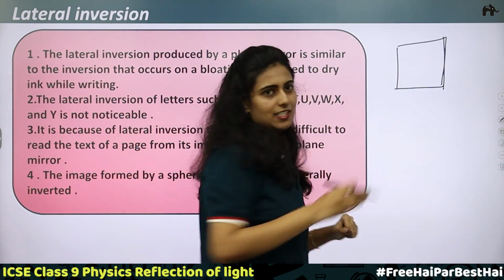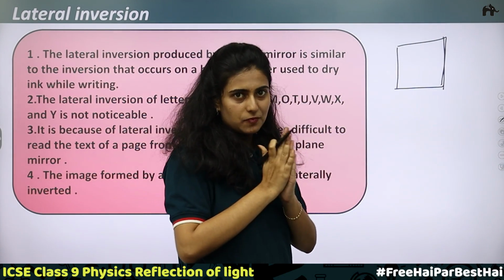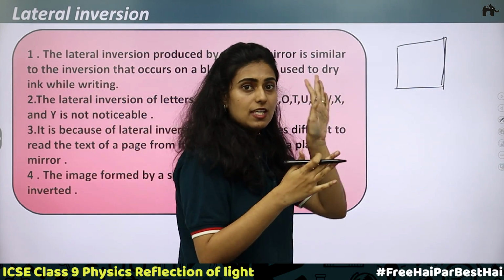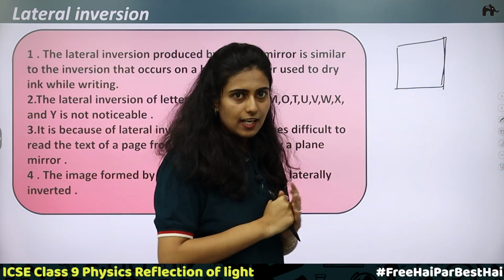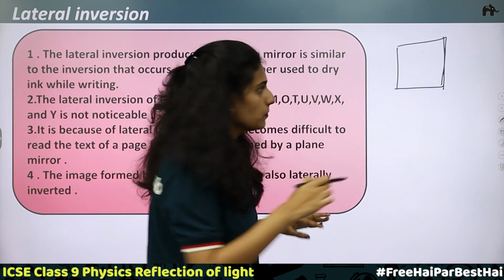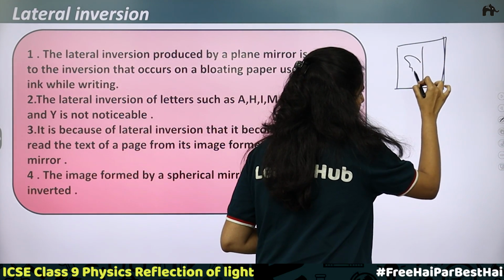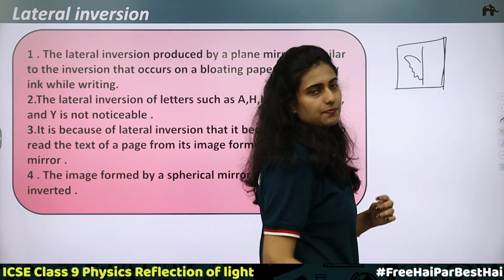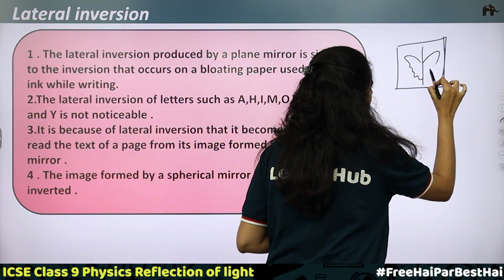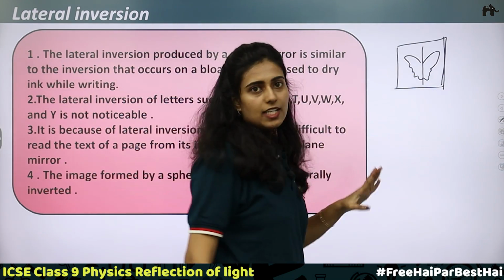You might have tried this in smaller classes. After putting the ink, fold the paper. When you fold the paper and open it, you can see one is the left portion and the other is the right portion. An image is formed, that is, the ink will get spread. You will be able to see, let's say, this is how the left side is, and then the right side will also be in the same way. This type of image is formed.